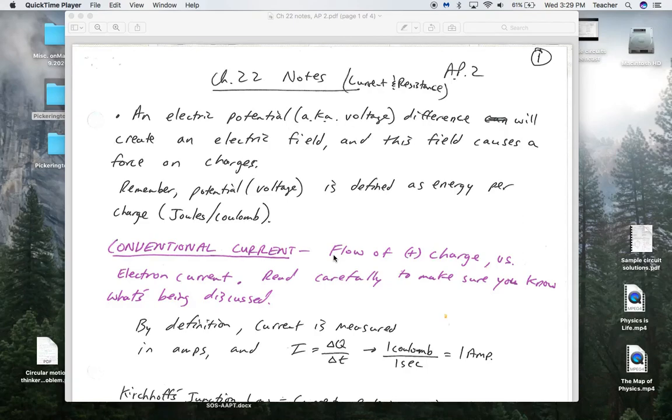I thought I put these notes up earlier, but apparently I didn't. I think chapter 22 is a lead-in to current and resistance, and is not that difficult of a chapter.